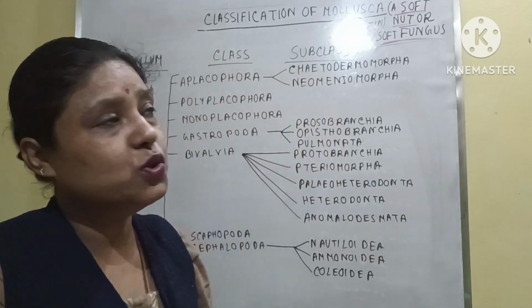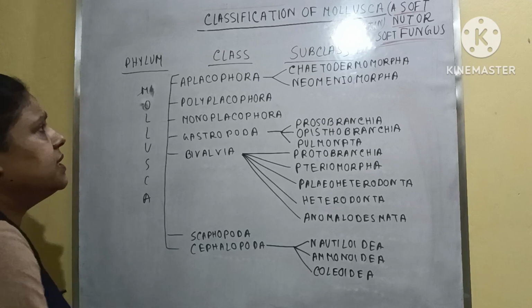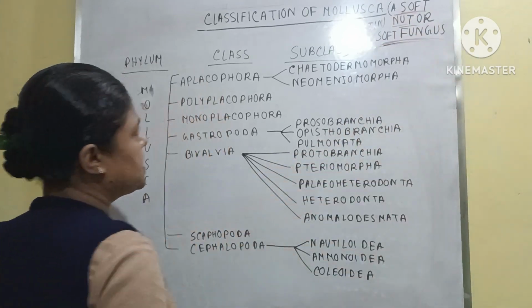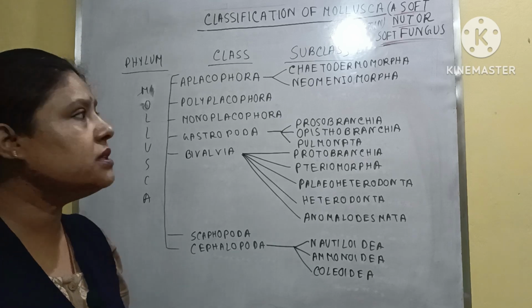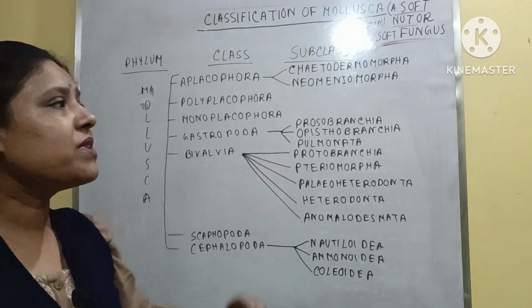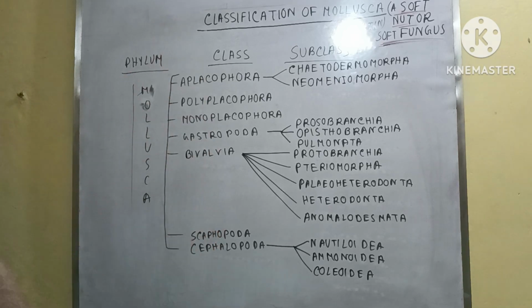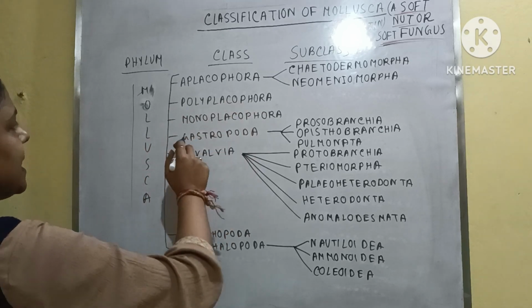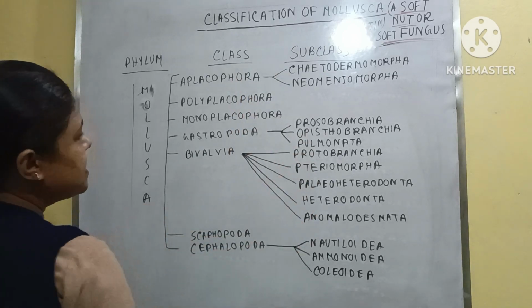Okay, so let's continue. That is the classification of the Mollusca, and the Latin word, this is the Mollusca, and the meaning of this is soft nut or soft fungus. Here I just try to explain up to subclass. This is the phylum Mollusca, and the classes are Aplacophora, Polyplacophora, Monoplacophora, Gastropoda, Bivalvia, Scaphopoda and Cephalopoda, and these are the subclasses.